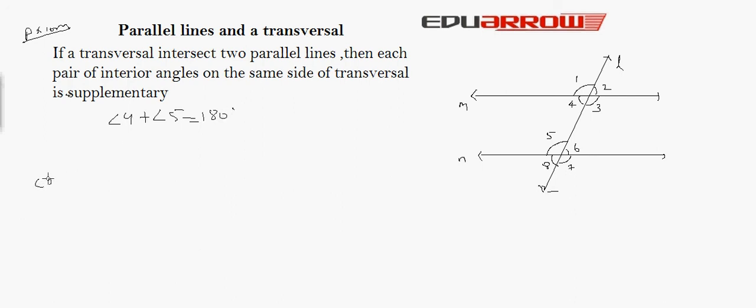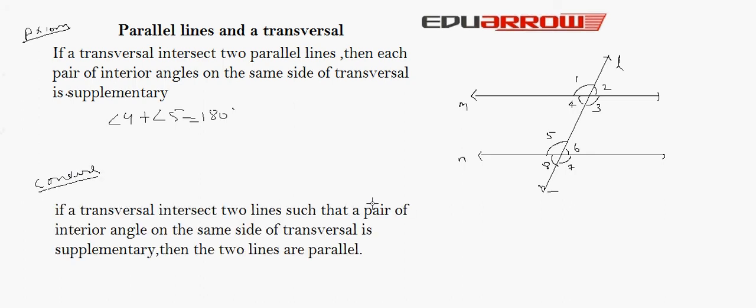Now we will see the converse of this axiom. If a transversal intersects two lines such that a pair of interior angles on the same side of transversal is supplementary, then the two lines are parallel. Consider a transversal L intersects the lines M and N such that the interior angles on the same side, that is 4 and 5, are supplementary, that is the sum of 4 and 5 is 180 degrees, then the lines M and N are parallel.